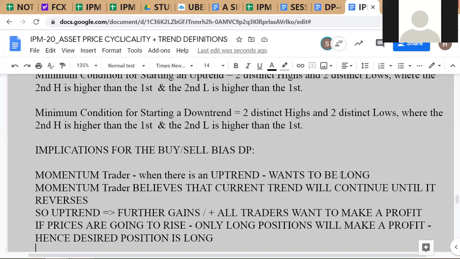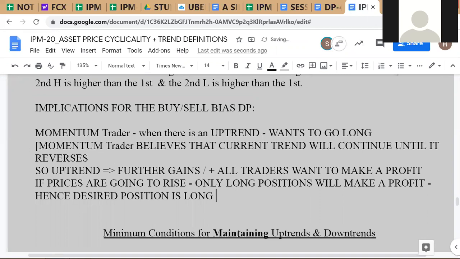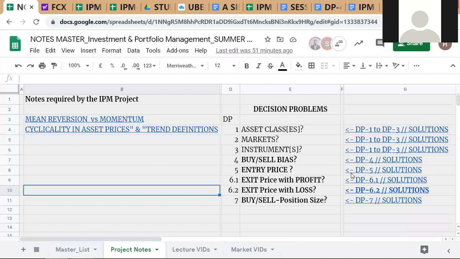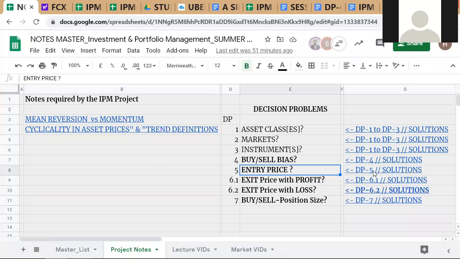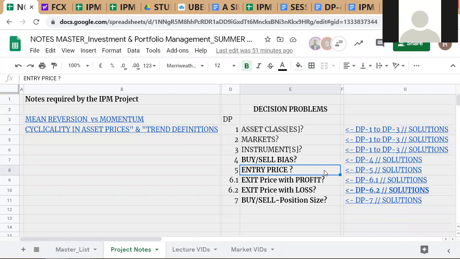Okay, so we want to go long, and what is the logic for that? This is the logic for that. The point to understand here is that later on we will come back to this decision problem, the entry price, and the solutions, and then we will talk about the three different order types.